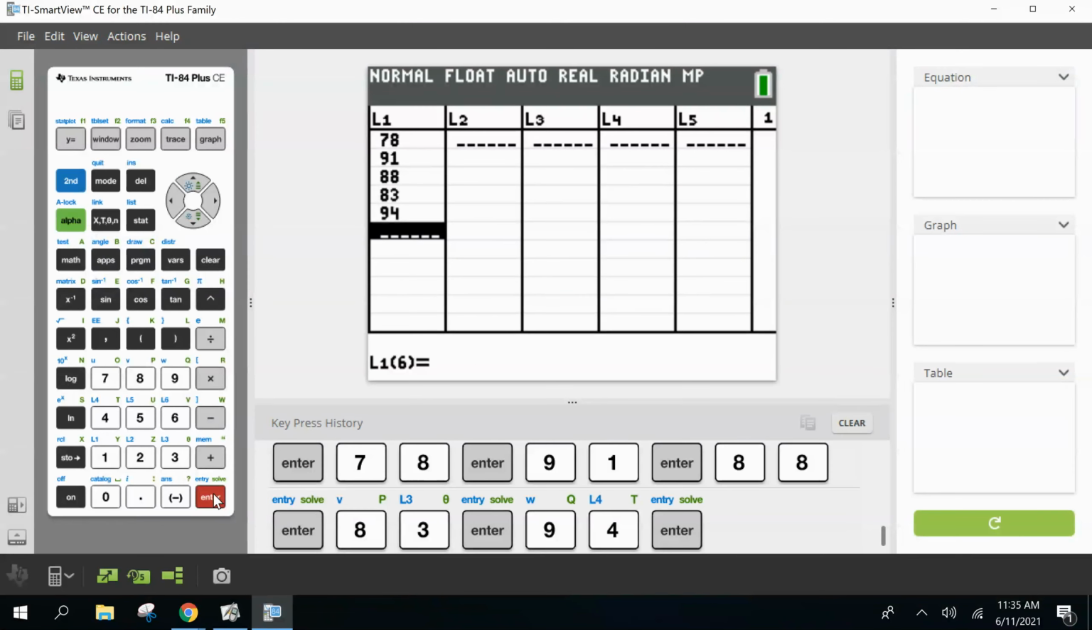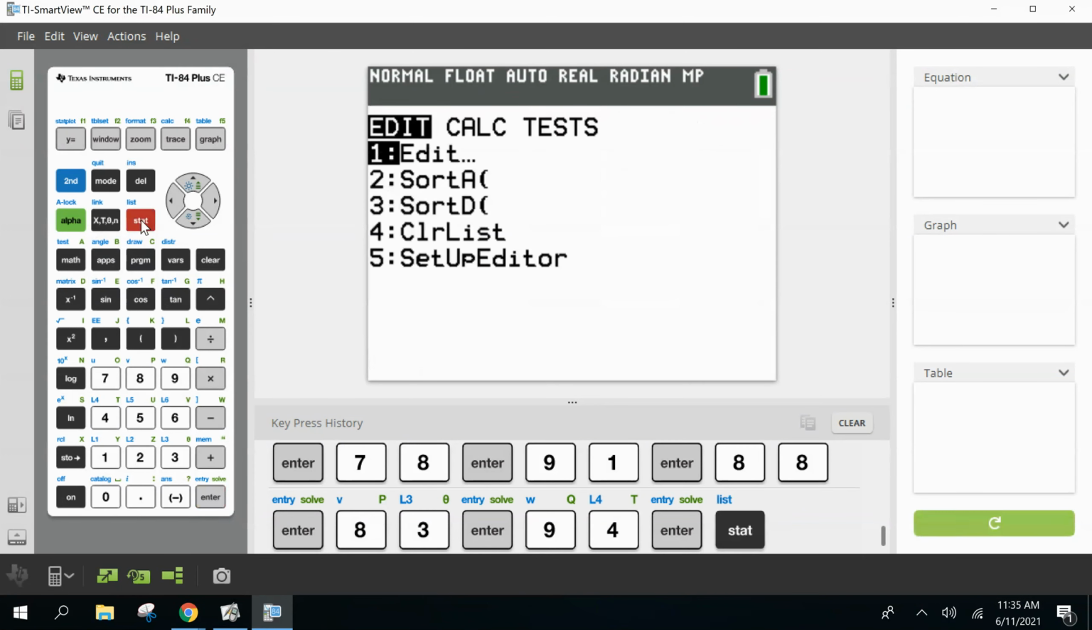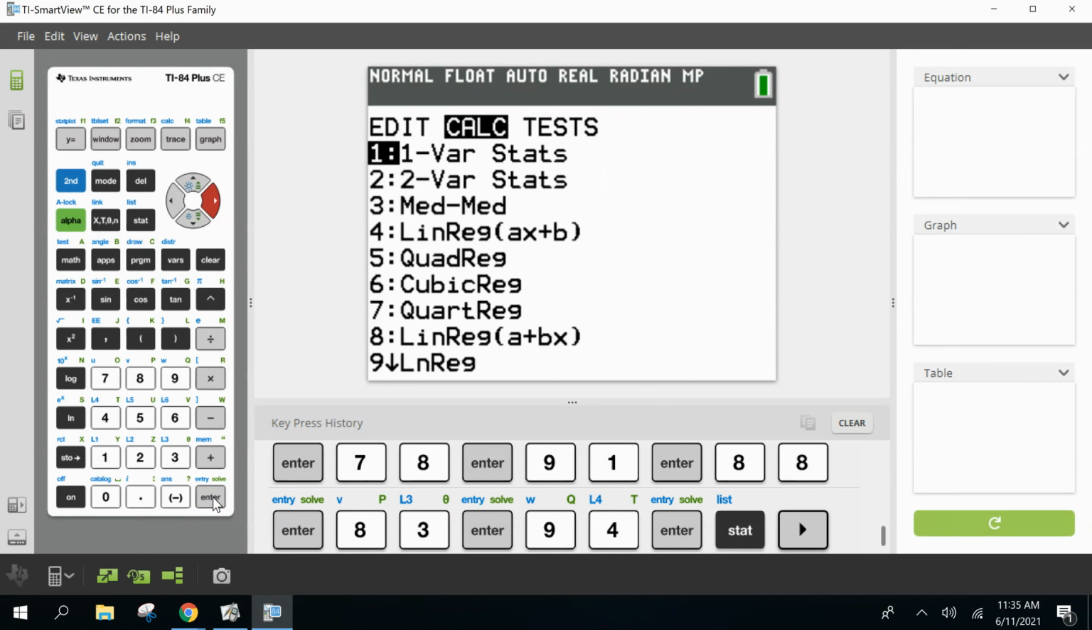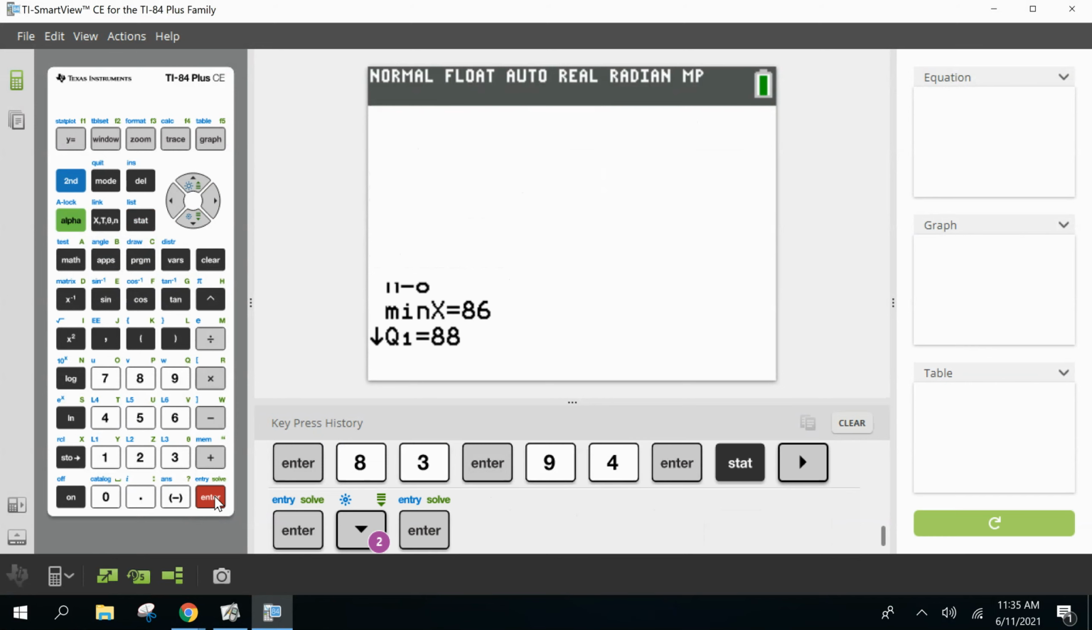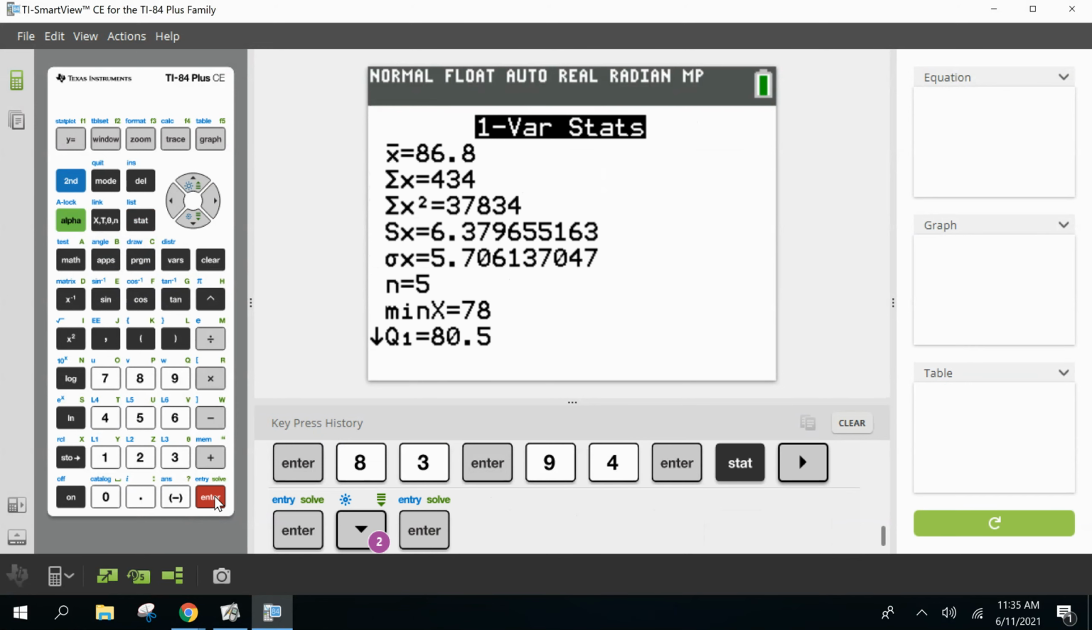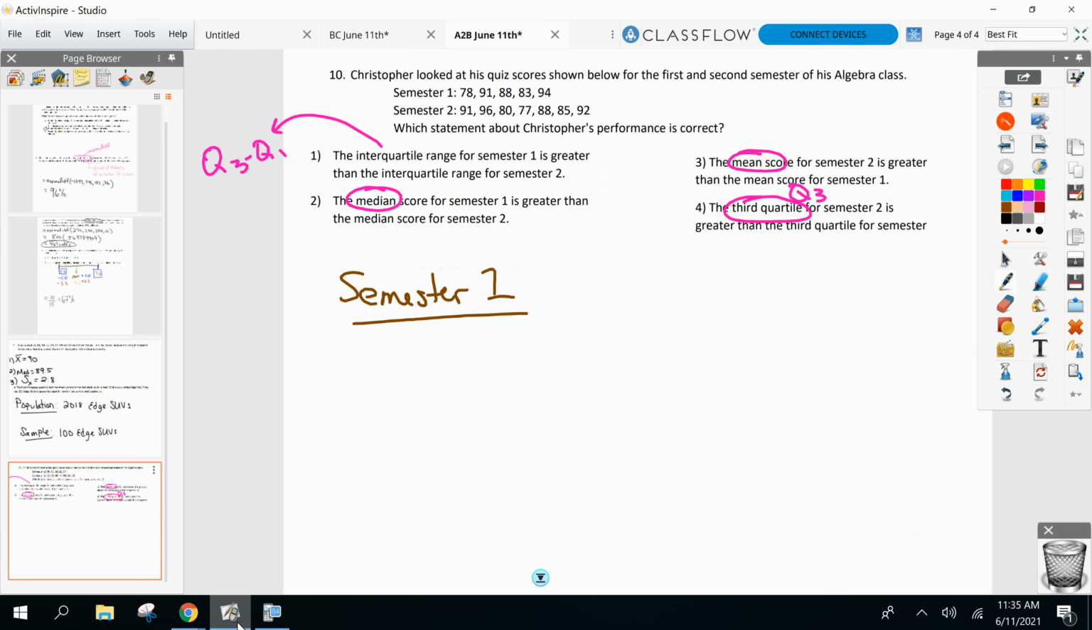Where do I find these values? Then you go to stat, calc, then 1. How many lists do we have? Just 1. We just put it in the one, right? Do one semester at a time. All right, you got them calculated, Colin. When you're ready, interquartile range, Q3 minus Q1. 92.5 minus 80.5. All right, let me know.